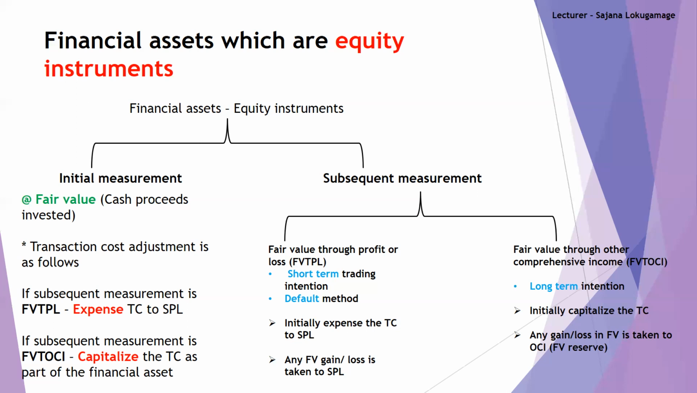Okay. And any gain or loss in the financial asset is taken to the OCI, fair value reserve, guys. Actually, any gain or loss in the financial asset is taken to OCI. And you know what OCI is, I suppose. I'll explain it in the next video as well. So in OCI, it will be taken.